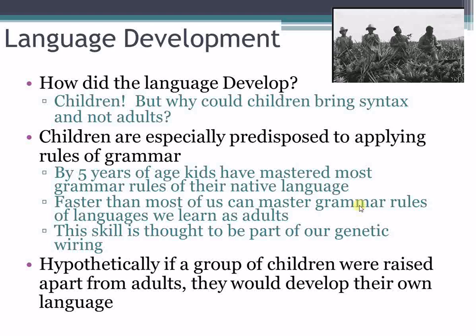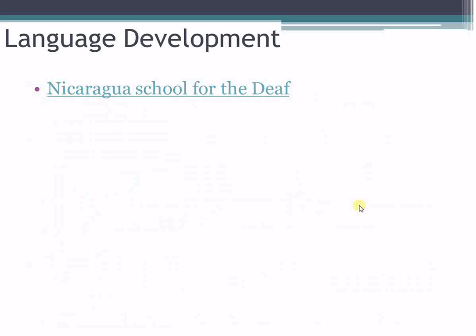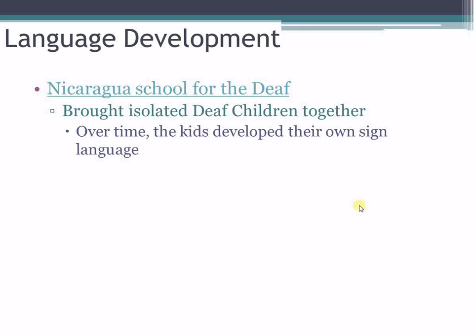Hypothetically, and we obviously would never do this study, but hypothetically, if a group of children were raised apart from adults, so imagine you take these 20 kids and you put them on an island somewhere where they have enough food and they're able to survive, over time, they would develop their own rudimentary form of language. And over successive generations, that language would become increasingly complex. Right? Of course, we would never do that. There is some evidence for this, though, out of Nicaragua.